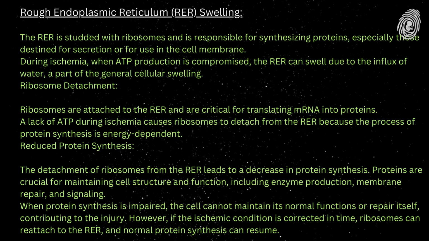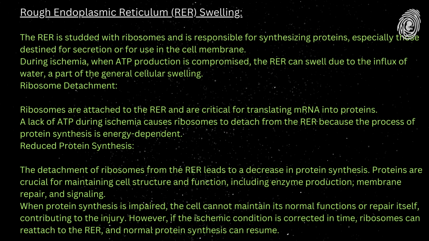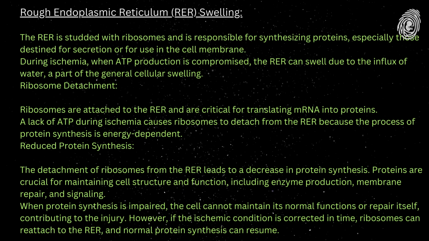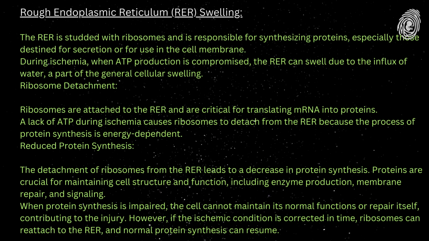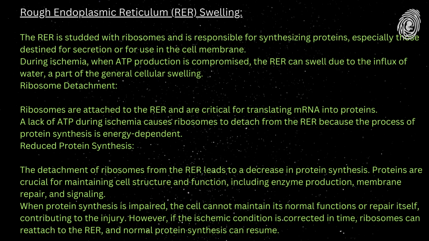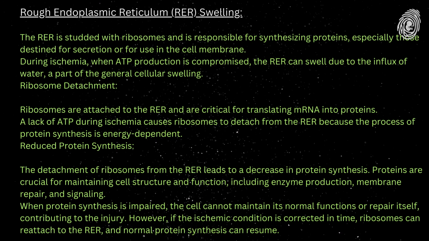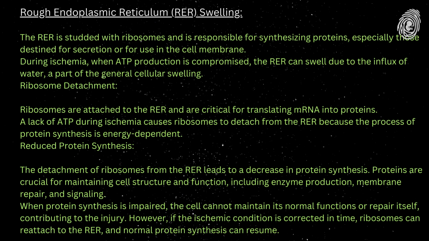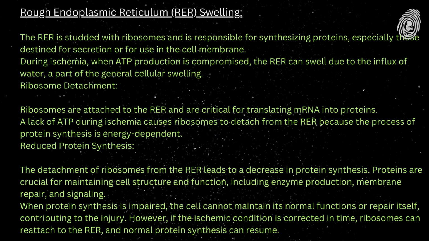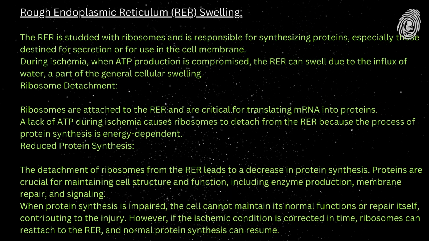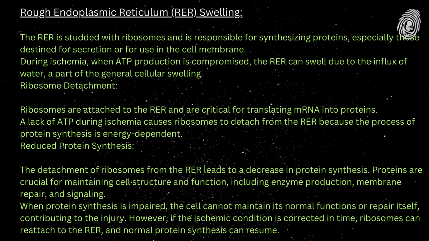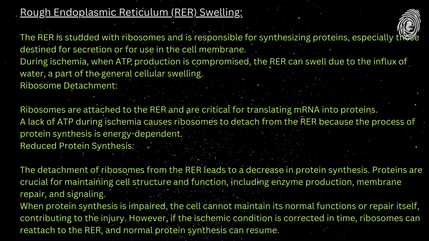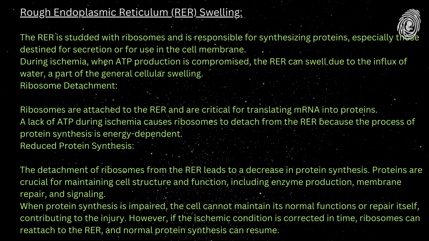The detachment of ribosomes from the RER leads to a decrease in protein synthesis. Proteins are crucial for maintaining cell structure and function, including enzyme production, membrane repair, and signaling. When protein synthesis is impaired, the cell cannot maintain its normal functions or repair itself, contributing to the injury. However, if the ischemic condition is corrected in time, ribosomes can reattach to the RER, and normal protein synthesis can resume.